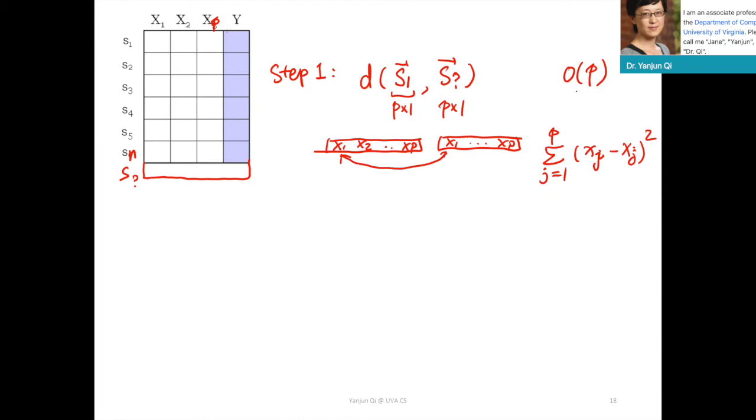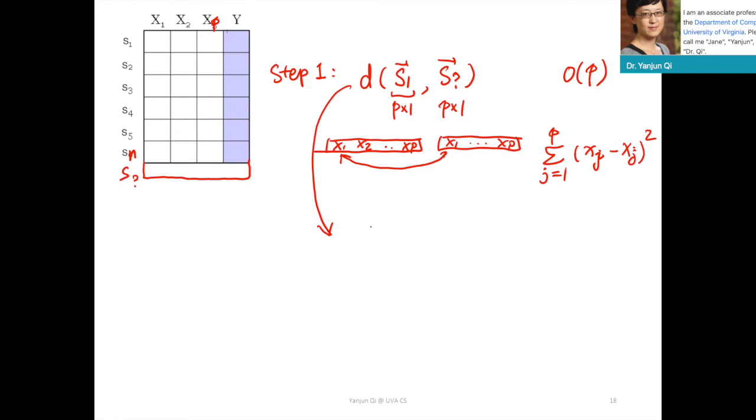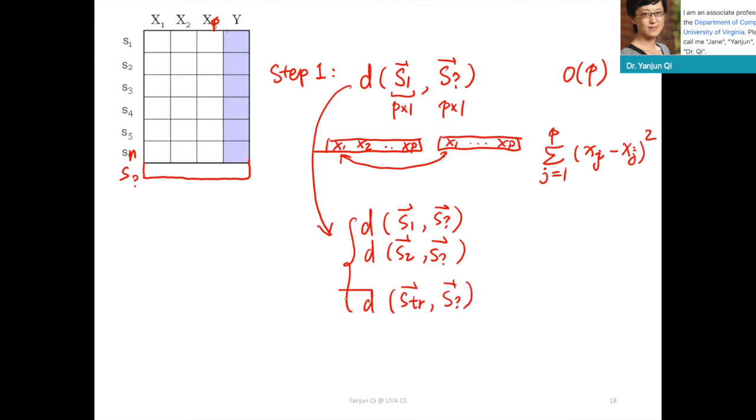All right. So now I need to do this for all the samples, right? So it's S1 versus X question mark, S2 versus X question mark, and onto all the training data. This gives me O(np) cost. All right, so this is step 1.